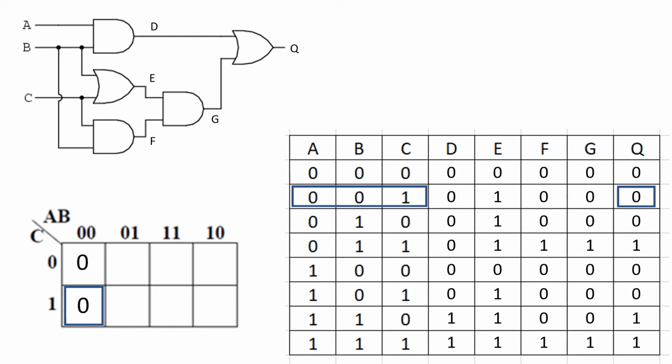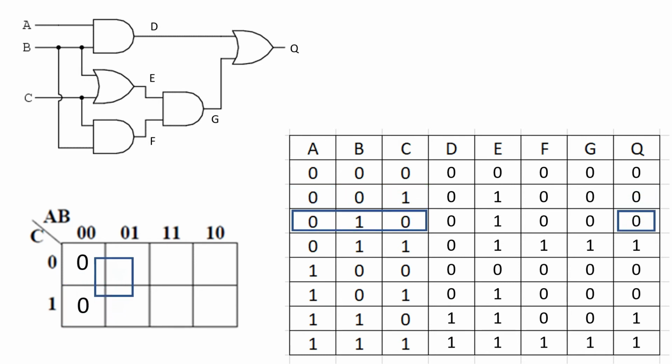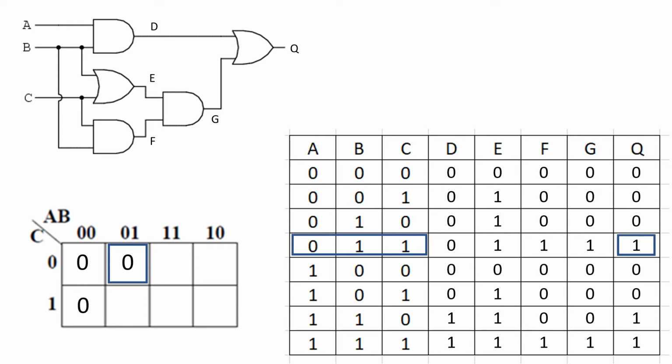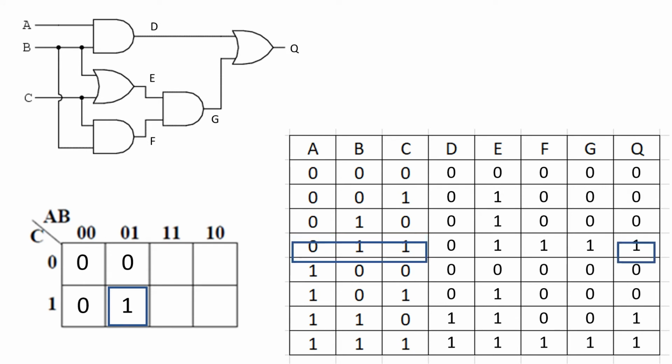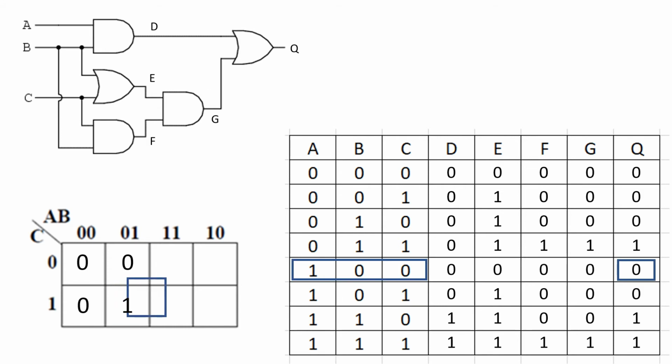The next one is A is 0, B is 1, C is 0, which is this one here. Put a 0 in there. And our next one is A is 0, B is 1, C is 1, which is this square here. We put a 1 in there. Now you've got to be careful here, because A is 1, B is 0, C is 0 is actually this one here. And we put a 0 in there.